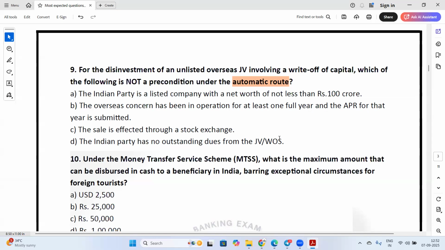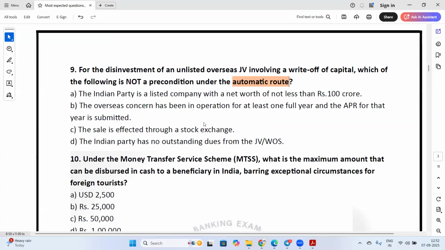So let's see what is the right answer for this question. The right answer is C. The sale is effected through a stock exchange. So this is not a precondition. Here the answer is in the question only, because they are already saying it is for the disinvestment of an unlisted overseas JV. So it is already unlisted. How can you make the sale through a stock exchange? So C is the correct answer.